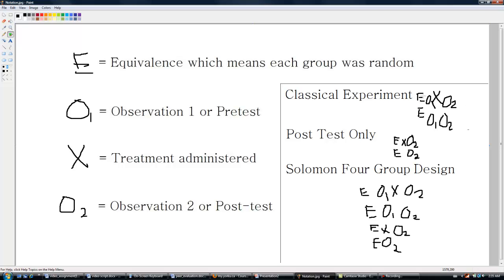This is O2. The other two examples here are post-test, which is noted here, and Solomon 4-group design, which is noted here. A post-test is usually only used when the researcher thinks that the pretest would skew the results, and the Solomon 4-group design basically combines these two, so it addresses both the weaknesses of each.